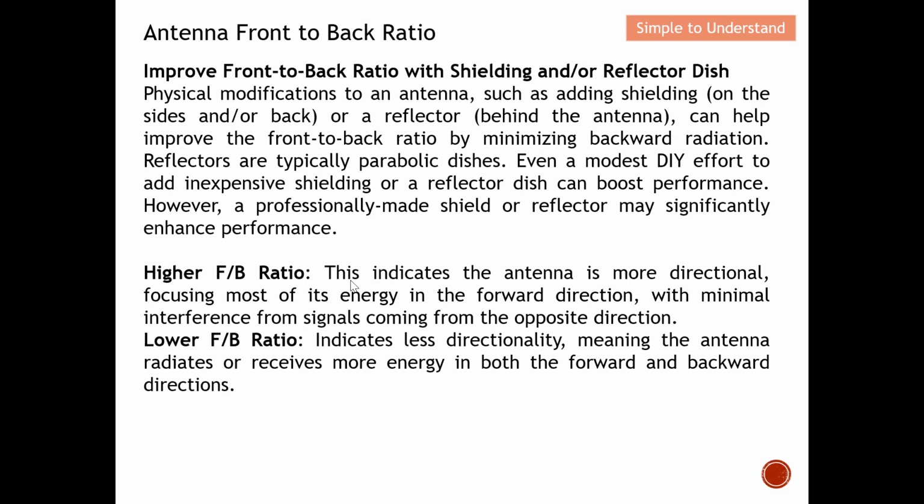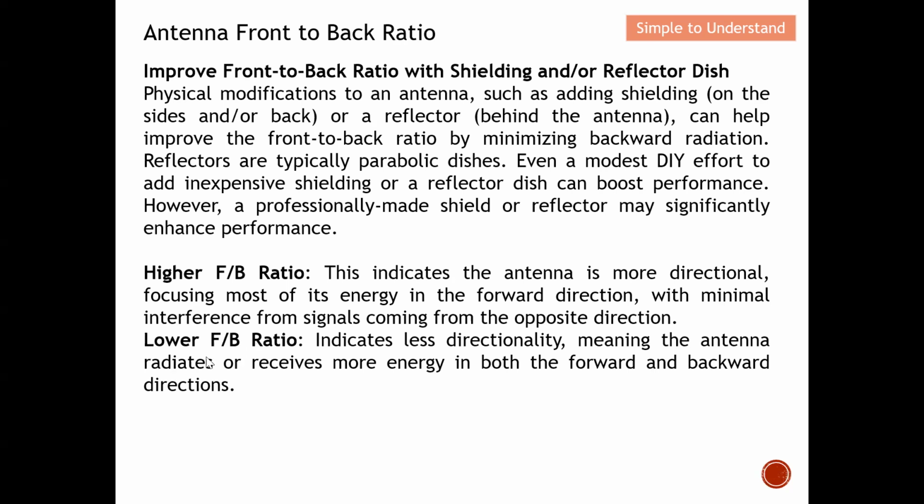Let's quickly understand, as I mentioned earlier, this high front to back ratio. When we have a high front to back ratio, this indicates the antenna is more directionally focused, with most of its energy in the forward direction and very little interference from signals coming from the opposite direction, which means most of the energy is transmitted forward and very little is transmitted directly opposite.